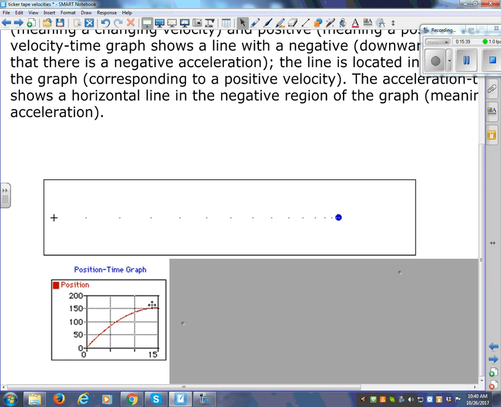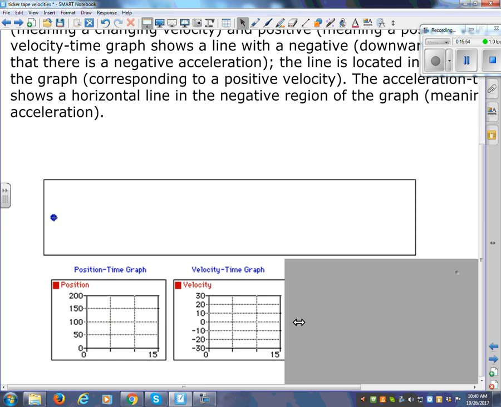Okay. Velocity time graph. Again, velocity time graph is a graph of the slope. Here the slope is starting steep and going to zero. Like that, Jason? Right? So this is a graph of the slope. The slope, it's getting flatter. The slope, it's going to zero. So the value here goes to zero.